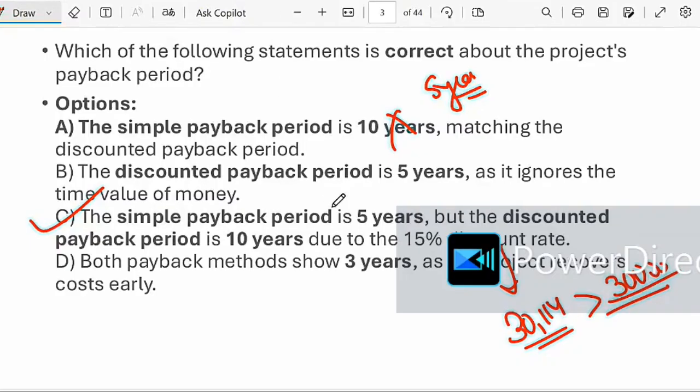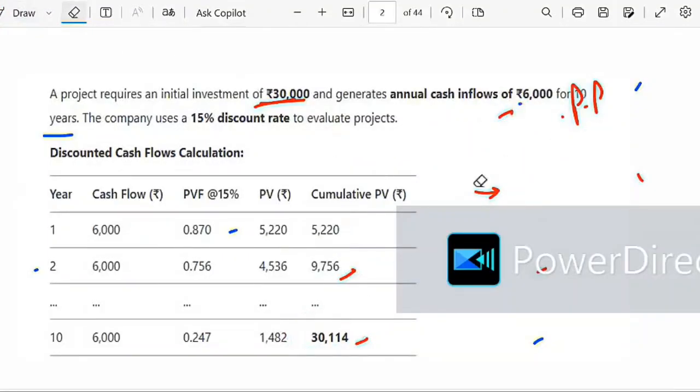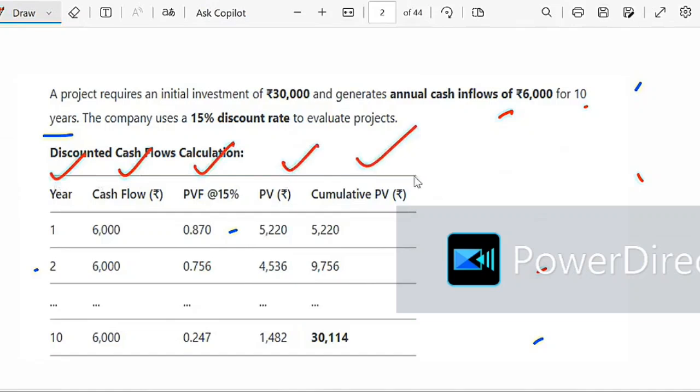So what we learn from this question is how to go about finding the discounted payback period. You have to draw this table. Remember, this table will not be given in the examination. Sometimes you have to draw it yourself. I have given this just for your convenience. In the examination, this table will not be given. So what you will do, you will draw 5 columns: year, cash flow, PVF, PV, and cumulative PV.